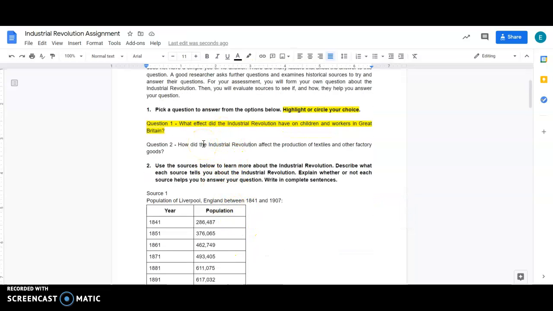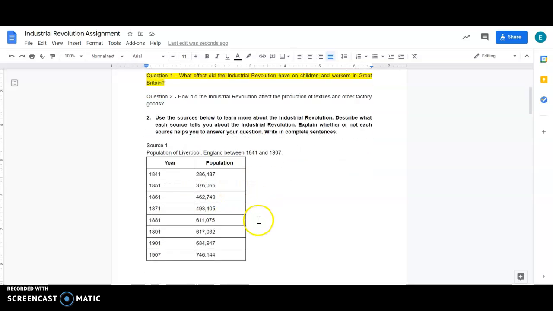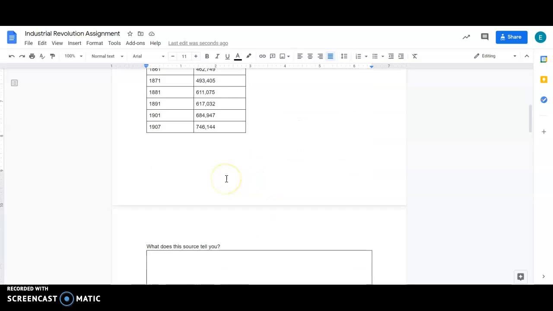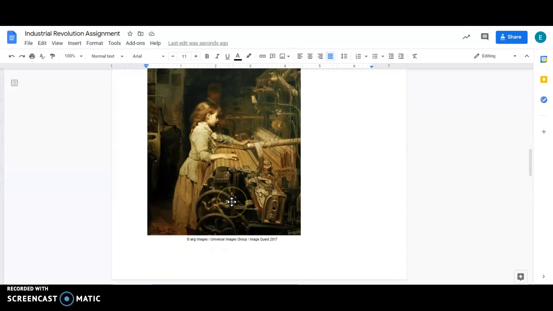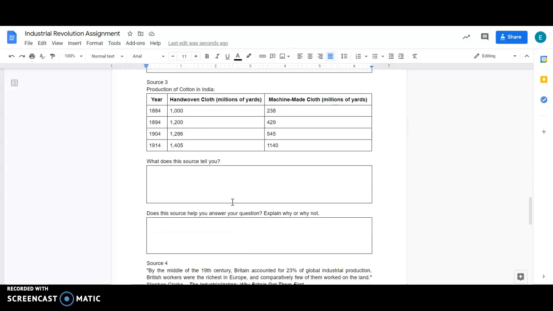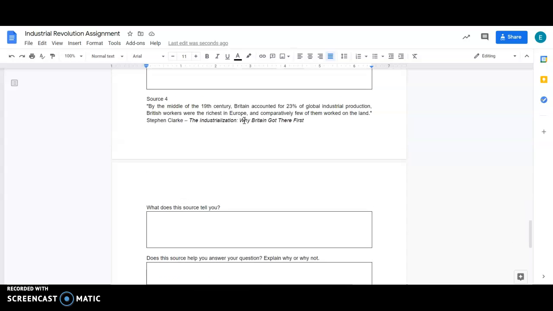I need to know which question you're doing so I can know what I'm looking for as I grade your assignment. Once you picked your question, you're going to look at 4 different sources. So we have a chart about population change. We have a painting about a child in a factory. We have a chart about the production of cloth. And we have a quote about wages.